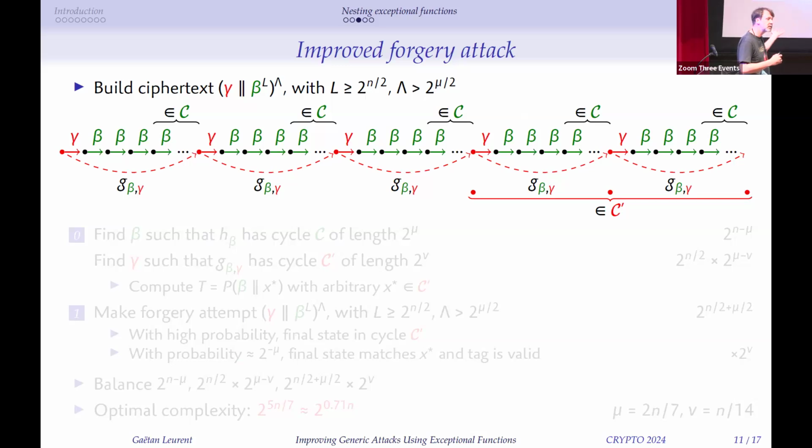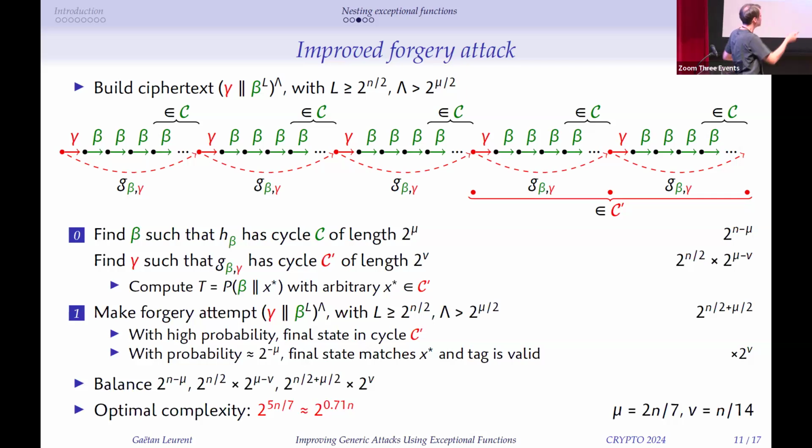Well, we can directly use it for a forgery attack on the duplex sponge. And the idea is we're going to use a ciphertext that corresponds to this nesting construction. And what does it look like? Well, we have blocks like this with one message gamma, then a long sequence of beta, and we repeat those blocks many times. The long sequence of beta will send us to a cycle C with high probability. And by repeating those blocks many times, since each block corresponds to a function g, with good probability at the end, we end up in the cycle of g. And so the attack is very similar to the previous one, only we use a different message.